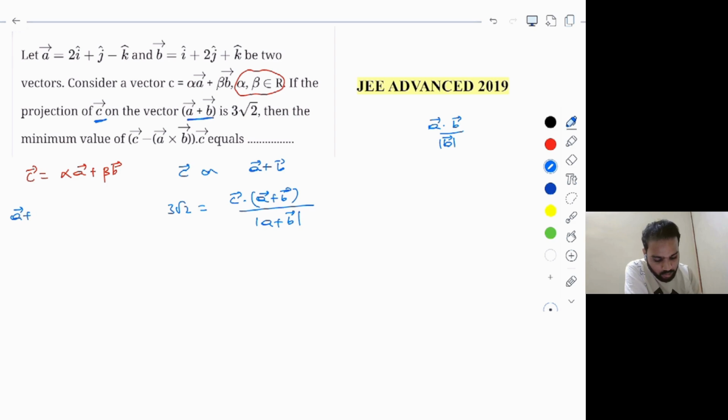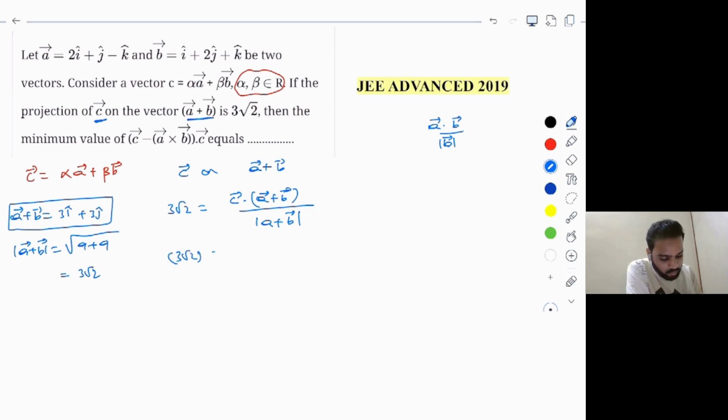So let's do that calculation. A bar plus B bar is equal to 3I cap plus 3J cap, and then clearly K cap gets cancelled. So this is your vector A bar plus B bar. Okay. Now here I can calculate the modulus also for this one. So modulus of A bar plus B bar is equal to square root of 9 plus 9, which is equal to root 18, that is 3 times square root 2. Okay. So if you cross multiply that here, you will be getting 3 root 2 multiplied by 3 root 2 is equal to C bar dot A bar plus B bar.